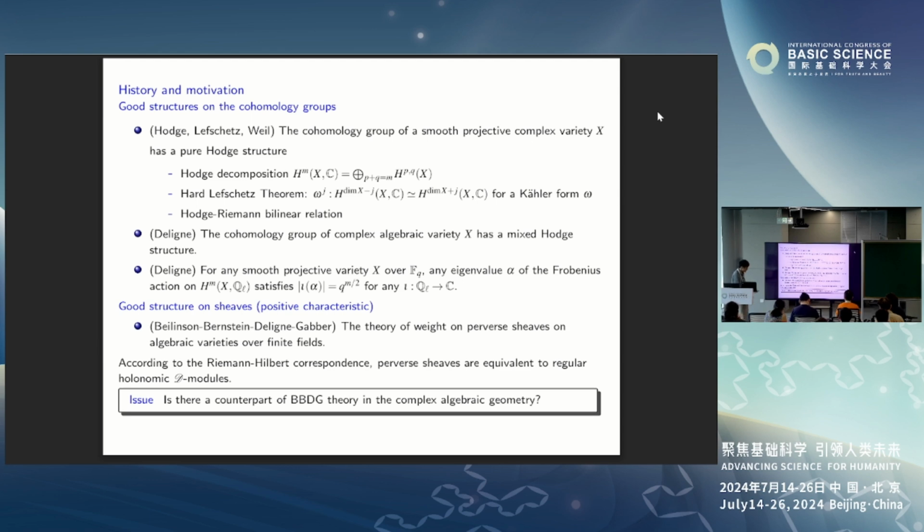And then it is very interesting to ask whether there exists a counterpart of the BBDG theory in complex algebraic geometry. According to the Riemann-Hilbert correspondence, which was explained by Andrea, perverse sheaves are equivalent to regular holonomic D-modules. So it was expected to obtain a counterpart of BBDG theory by formulating Hodge structures in the context of regular holonomic D-modules appropriately.